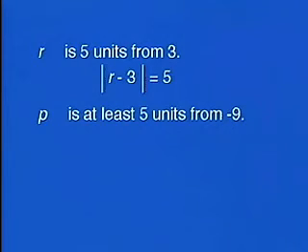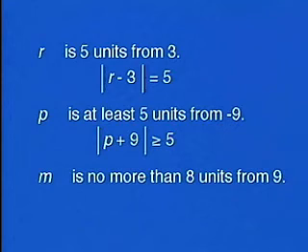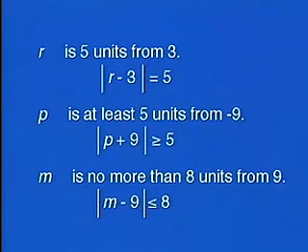Now here's another statement. P is at least 5 units from negative 9. Now we're saying that the distance between P and negative 9 is at least 5. And we would write that as the absolute value of P plus 9 is greater than or equal to 5. Remember, P take away a negative 9 is P plus 9. And finally, if we have the statement M is no more than 8 units from 9, we would write this as the absolute value of M minus 9 is less than or equal to 8.